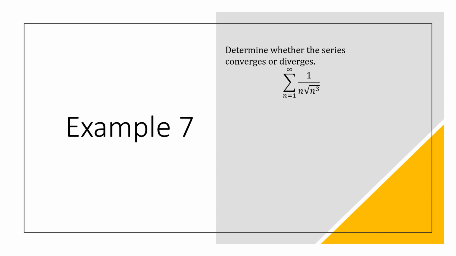All right, example 7, we have the sum from 1 to infinity of 1 over n times the square root of n cubed. And so again, I'm going to rewrite this to look more like a p-series. And so I'm left with 1 over n to the 5/2. My p in this case is 5/2, which is greater than 1, which tells me that the series converges by the p-series test.